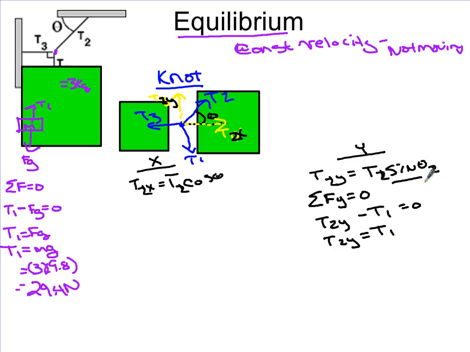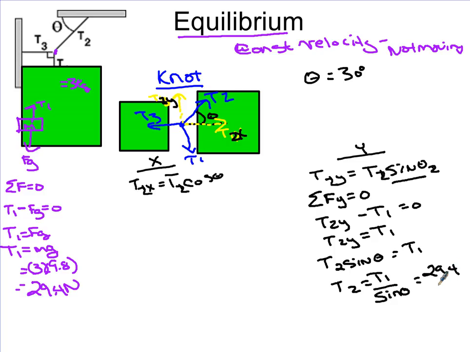And T2y, you remember, is T2 sine theta. So this is T2 sine theta equals T1. Now suppose I tell you that theta is 30 degrees. Nice number. As soon as I do that, I can find T2. T2 then is T1 divided by the sine of theta. So it's 29.4 newtons divided by the sine of 30, and that gives me 58.8. So T2 is 58.8 newtons.